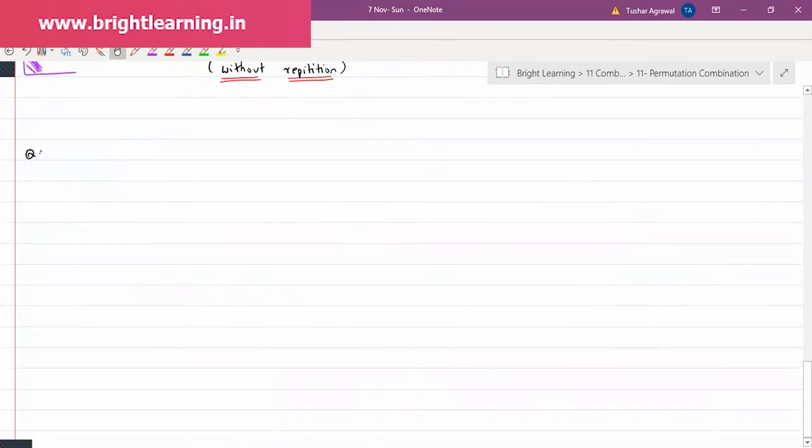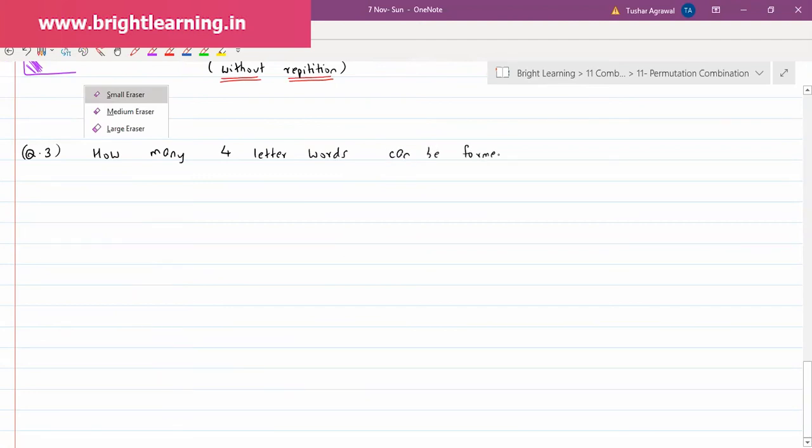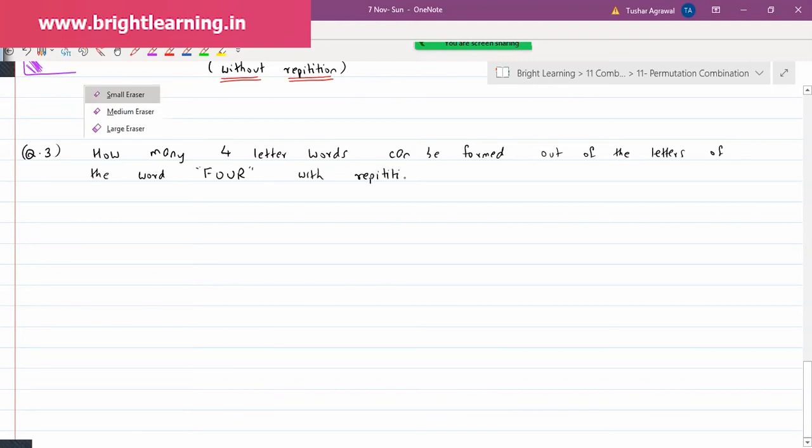Question number 3 I will give you. How many 4-letter words can be formed out of the letters of the word FOUR, with repetition allowed? Now this time I am telling you that repetition is allowed.